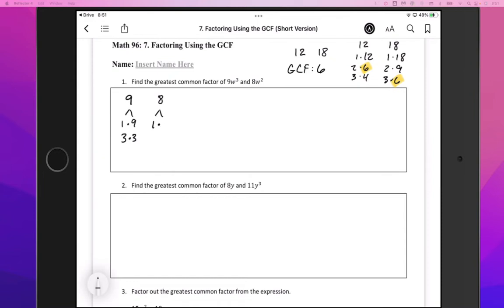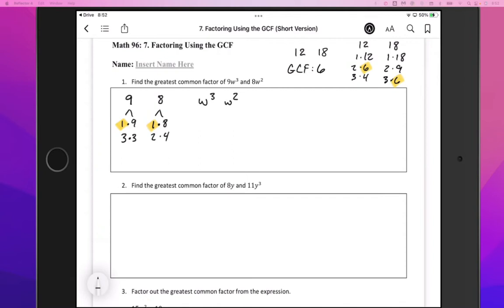8, we've got 1 times 8, 2 times 4. 3 does not work. 4 works, but we've already got it. And this is kind of an odd pair because the only number that they have in common is 1. So the greatest common factor here is going to be 1 in terms of the number. But we also have to consider the variable. So we have a w to the power of 3, and we have a w to the power of 2.